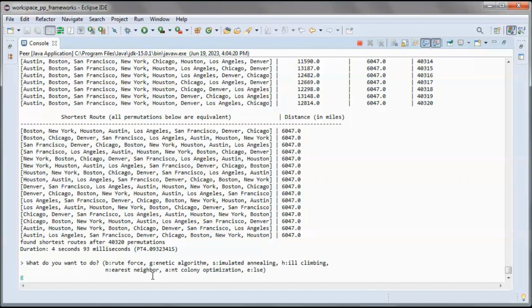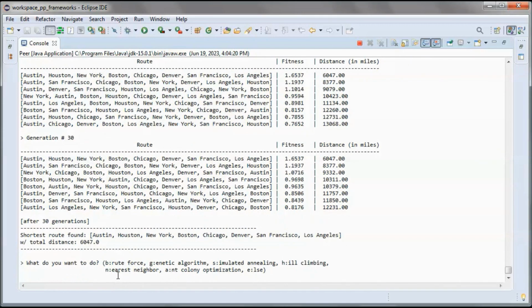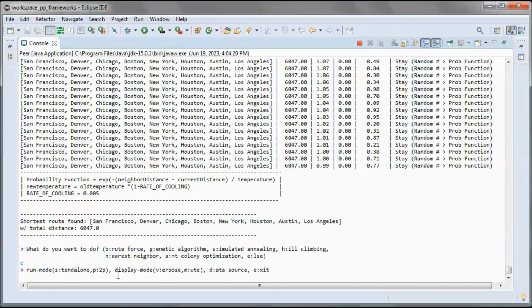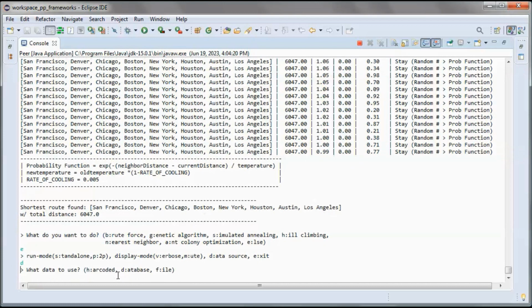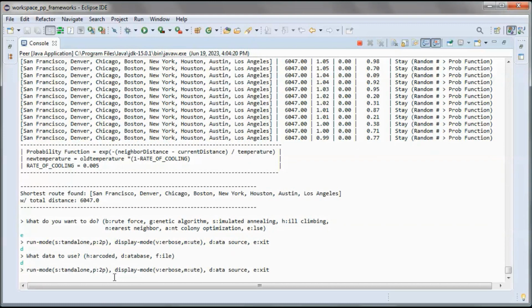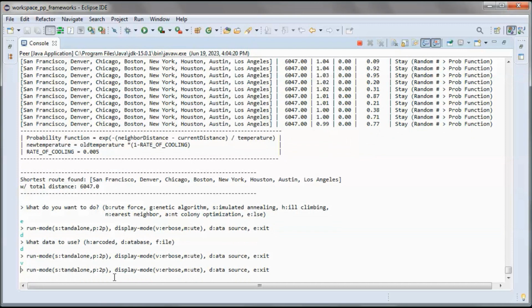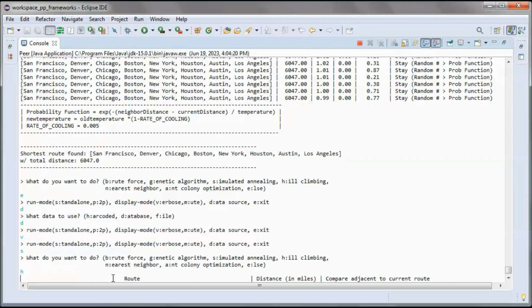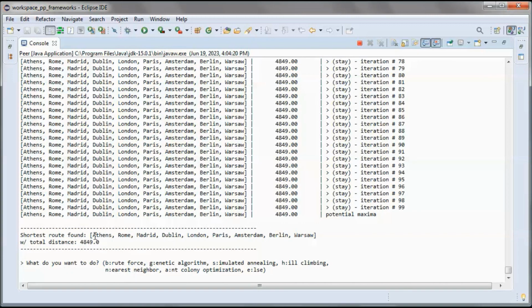And we can do a genetic algorithm and simulated annealing, and we can use a different data source. So we can use a database and play in verbose mode, and maybe do standalone, and we can do hill climbing. So in the database we have those cities, and we can do nearest neighbor.